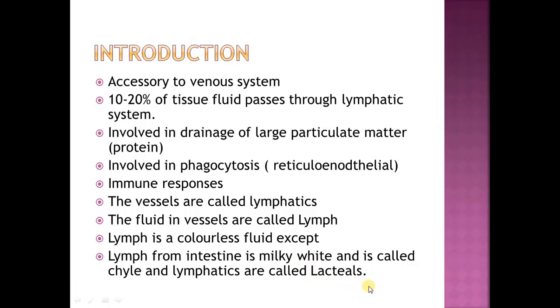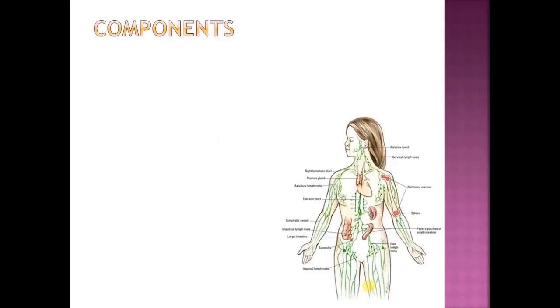Okay. So to summarize, basically the lymphatic system is accessory to the venous system, mainly involved in the drainage of large molecules or coarser type of molecules through their vessels. It is concerned with immune responses, and the vessels are usually not visible because they possess colorless fluid. Lymphatics of the intestine are called lacteals.